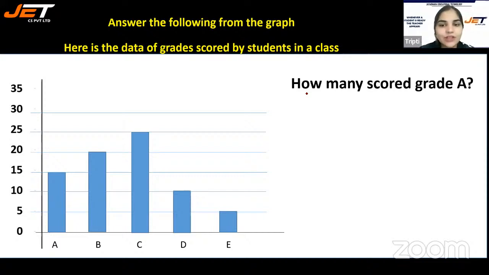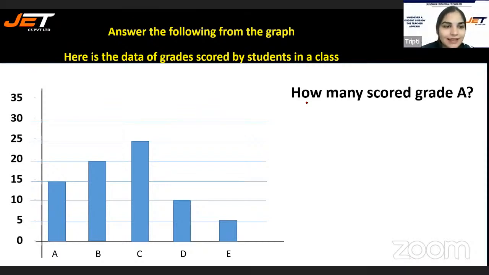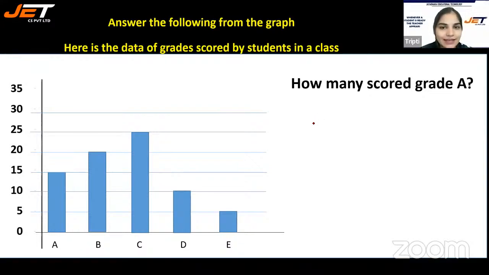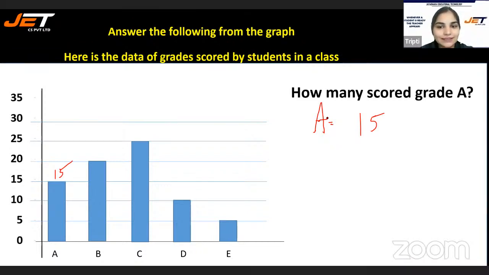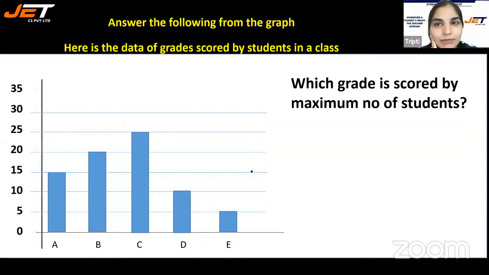Come on, quickly in the chat box. Yes, that's right. Grade A is scored by 15 students. 15 students scored grade A. Money, is that you? Yeah, you have given the right answer. Which grade is scored by maximum number of students? Maximum number of students have scored grade.